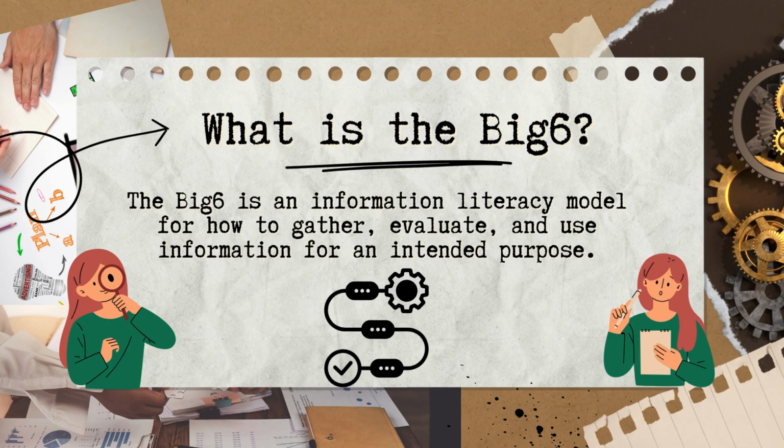And it's time for the big reveal. What is this Big 6 that I keep talking about? Well, the Big 6 is an information literacy model for how to gather, evaluate, and use information for an intended purpose. Most of the time, this intended purpose is going to be for an assignment, but sometimes you might want to research things for yourself. So this is also a good model to use for any time that you want to conduct any kind of research.